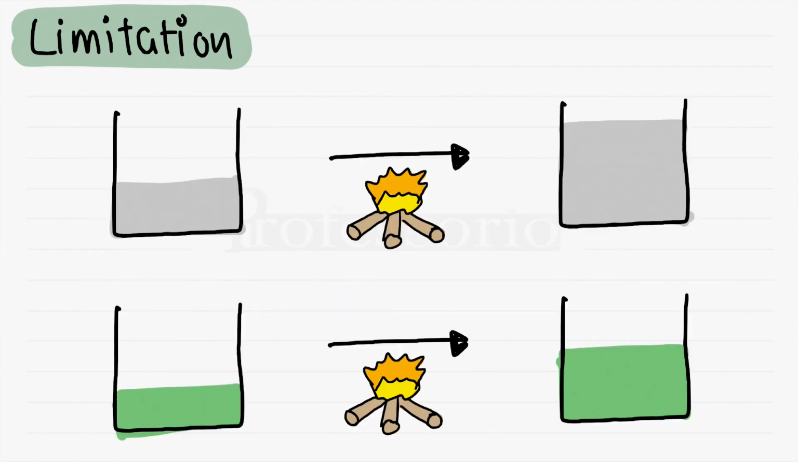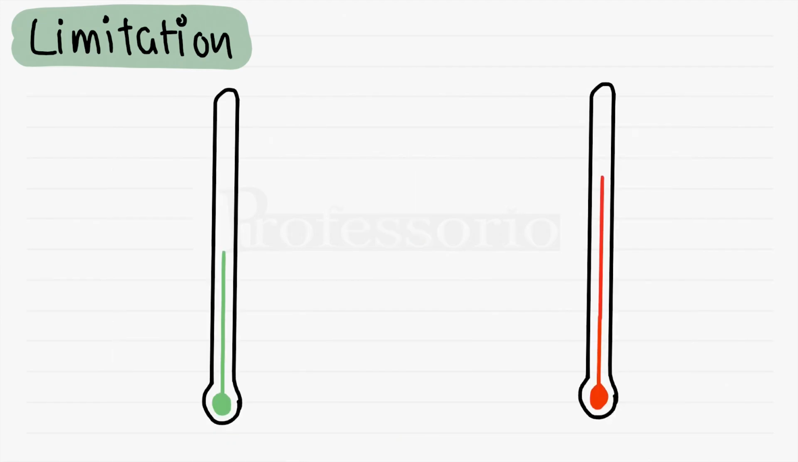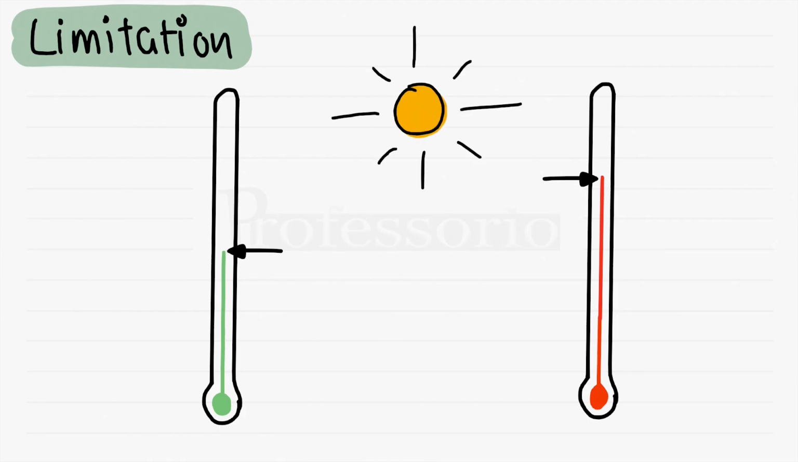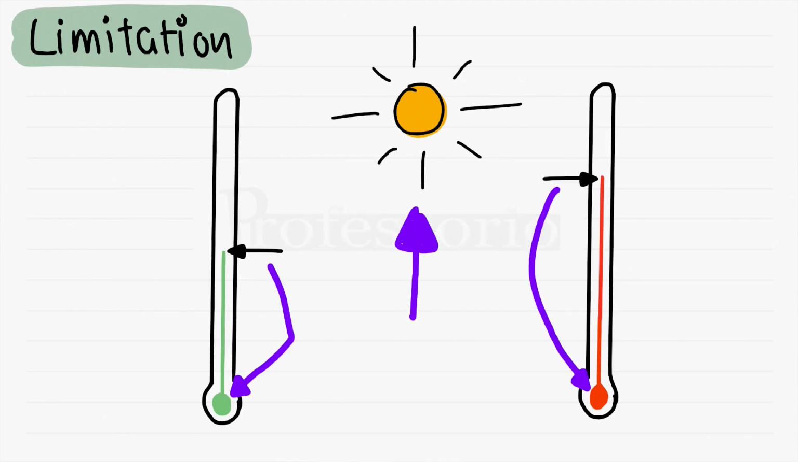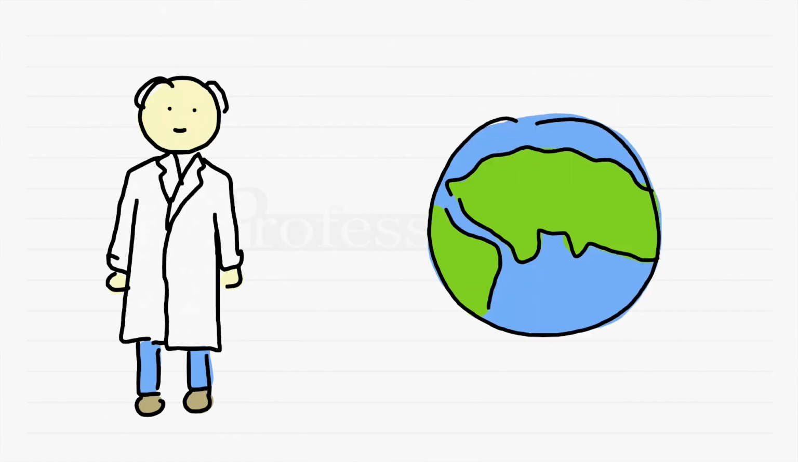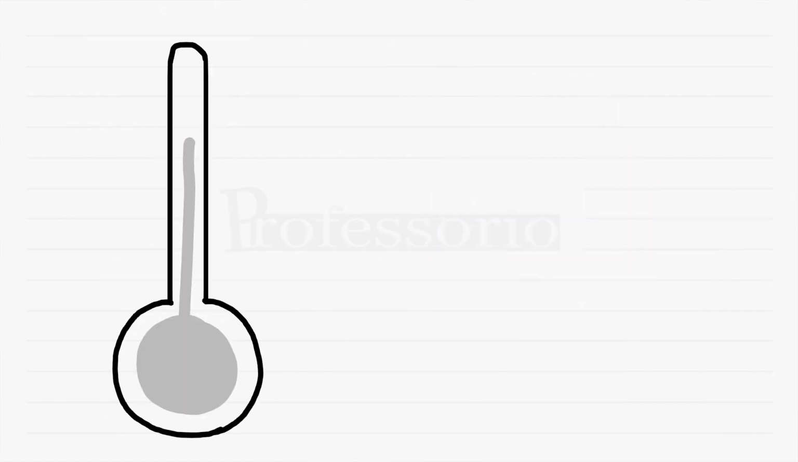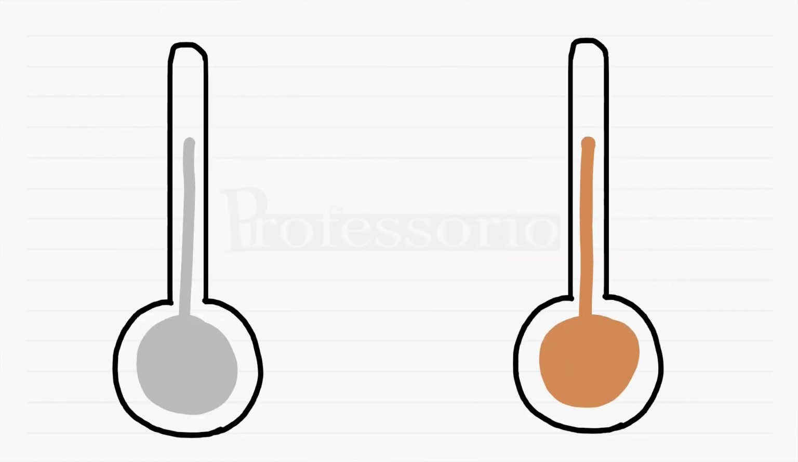Also, another problem was that different materials expand differently when heated. So, two thermometers made of different substances might show different readings for the same temperature. That means their readings depend partly on what they are made of, not purely on the temperature itself. Scientists wanted something more universal, a thermometer that gives the same reading no matter what it's made of.